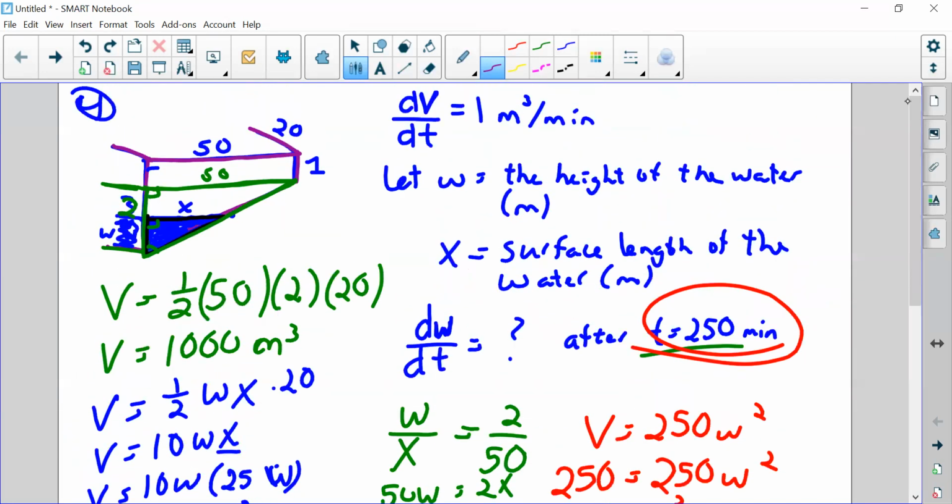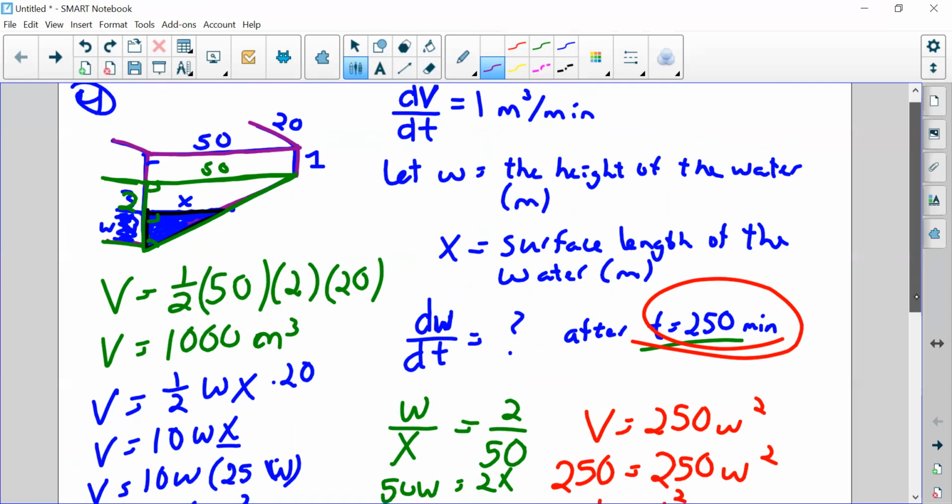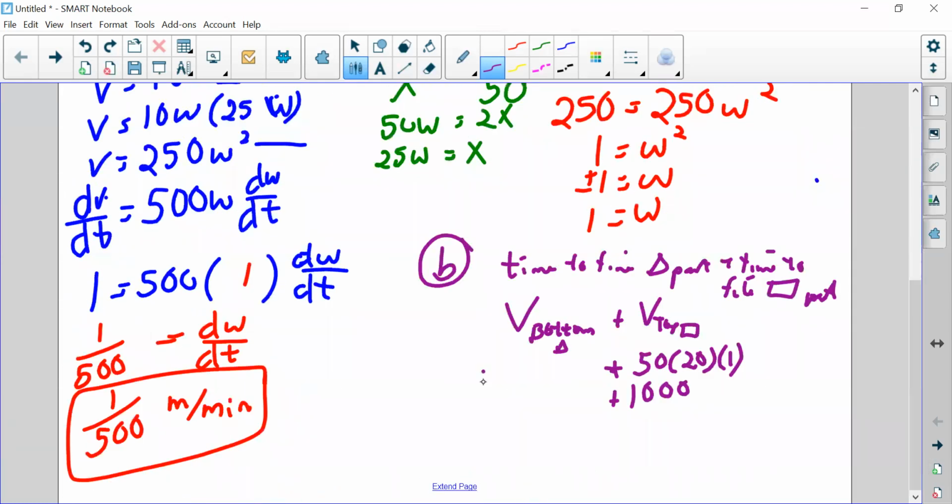1/2 base times height times 20. Yes, which we did earlier. That's the green triangle that we did earlier to check from where it changed over. So that's 1/2 times 50 times 2 times 20, which we already figured out to be 1,000. So our volume is 2,000 cubic meters. But that wasn't the question asked.